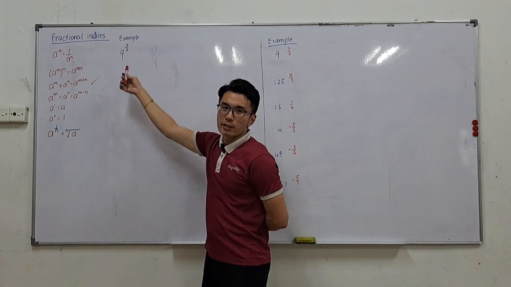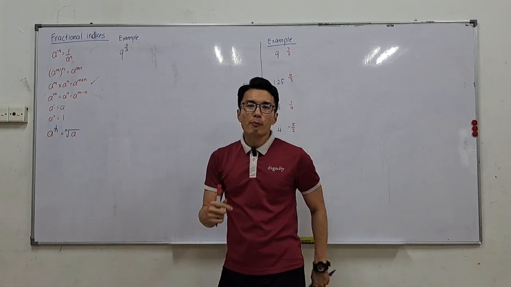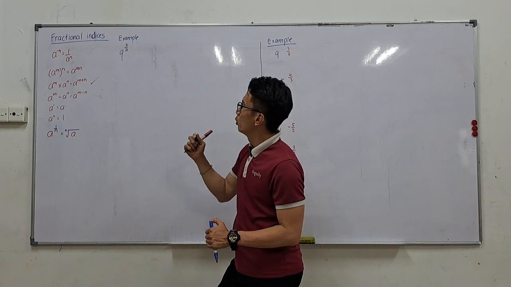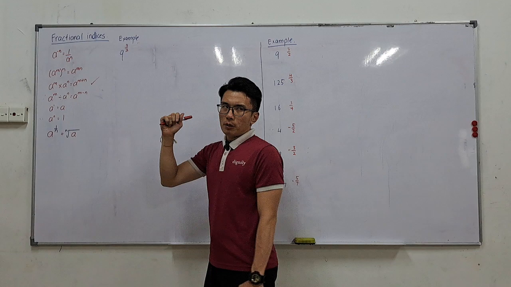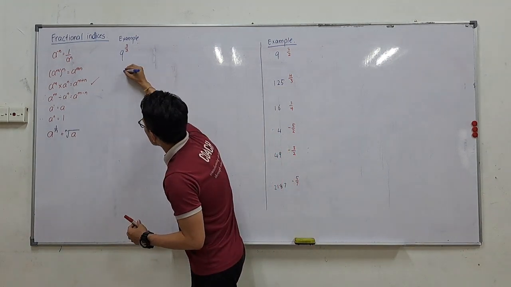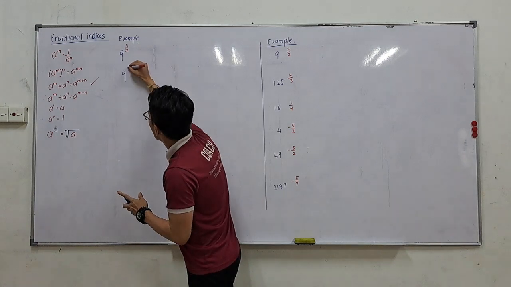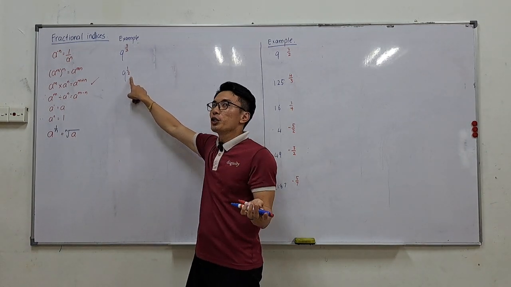Now, let's look at the next example I'm going to show you over here. I have 9 and I'm raising it to the power of 3 over 2 now. Now, what should I do over here? All this while, the earlier example that I gave you was 9 to the power of 1 over 2. We already understand what fractional indexes mean, right?